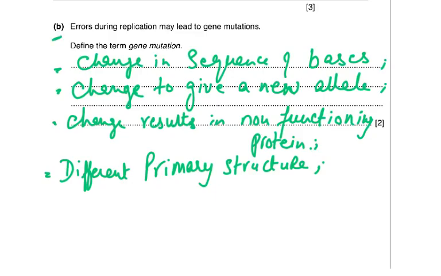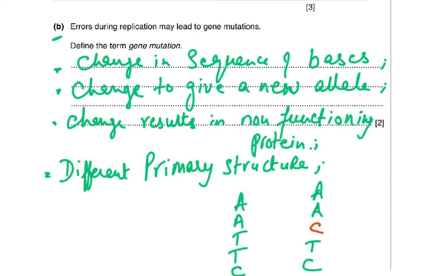Going to the B part of the question: errors during replication may lead to gene mutations. When the DNA replicates, maybe a wrong base gets attached. Define the term gene mutation: a change in the sequence of bases. We had A, T, T, T, or C, and now instead of a T we have a C here. The rest is all the same. So this would be a gene mutation.